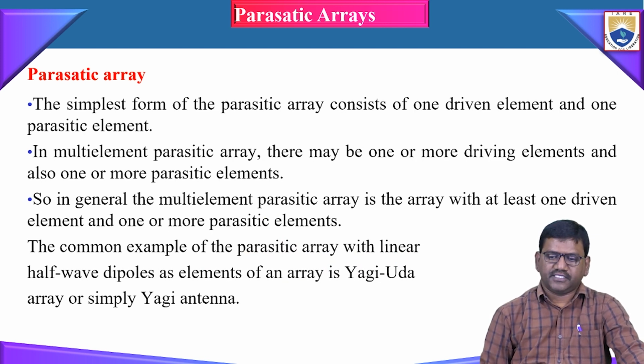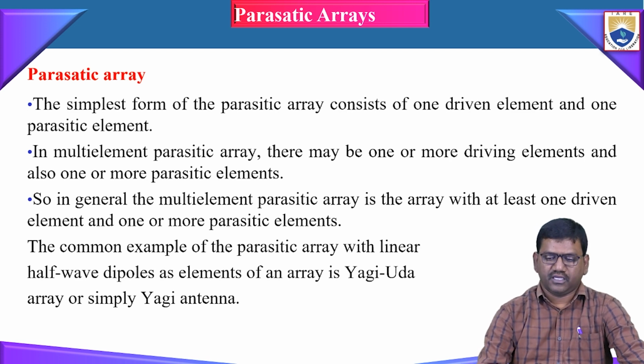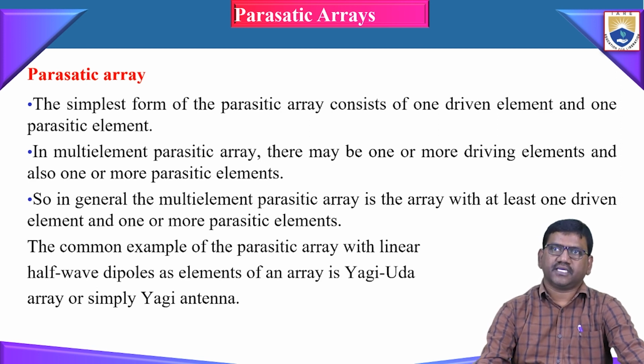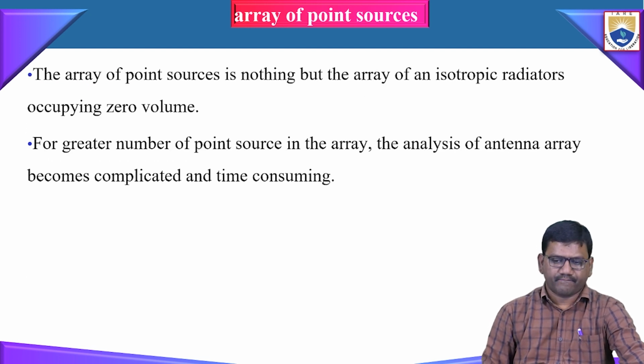The simplest form of parasitic array consists of one driven element and one parasitic element. In a multi-element parasitic array, there may be one or more driven elements. A common example of a parasitic array, with linear half-wave dipoles as elements, is the Yagi-Uda antenna.